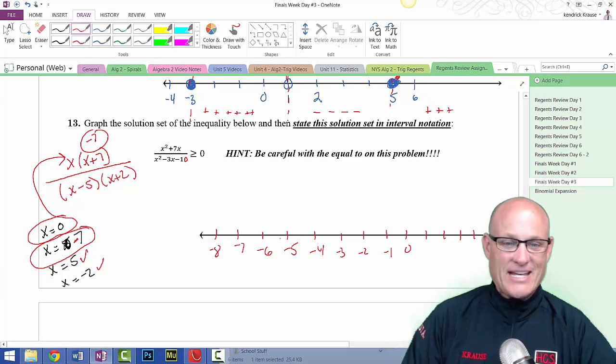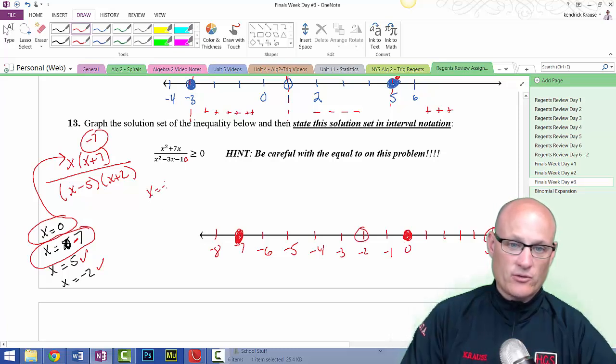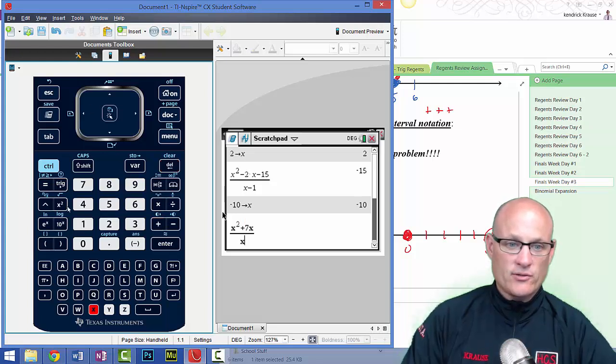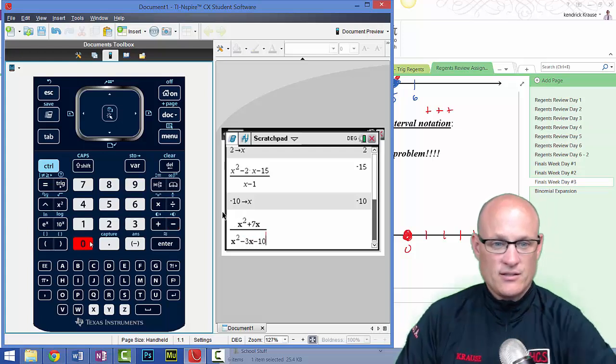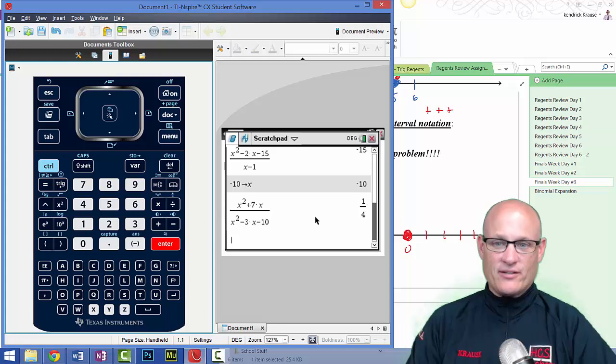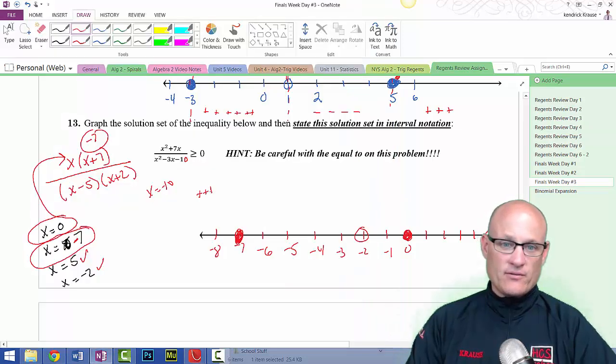All right, so at 0, that's okay. At negative 7, that's okay. 5, not okay. Negative 2, not okay. I'm still going to try this x equals negative 10 to see if this works. So I'll go back to my calculator. X, and this should be x plus 7, all over x squared, was it minus 3x minus 10? I don't know if it was minus 3x or plus 3x. Minus 3x minus 10. And I'll hit enter, and it is positive. So in this area, it is positive. And that's what I'm looking for, positive.